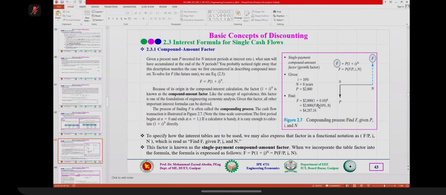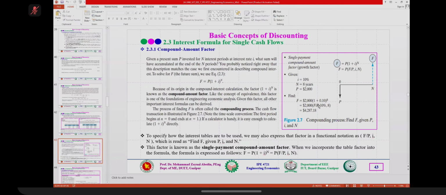The factor (1 plus i) to the power n is known as the compound amount factor. Like the concept of equivalence, this factor is one of the foundations of engineering economic analysis. This is very important for this course. Given this factor, all other important interest formulas can be derived. So the main factor is (1 plus i) to the power capital N.